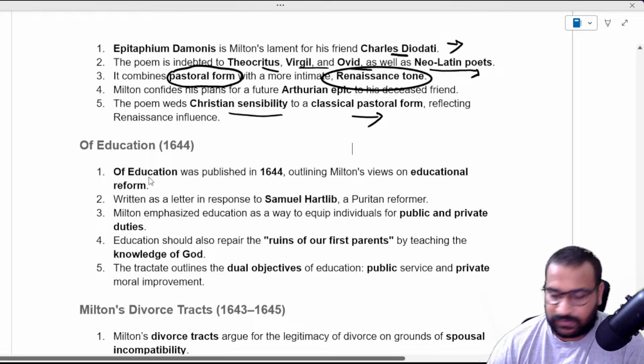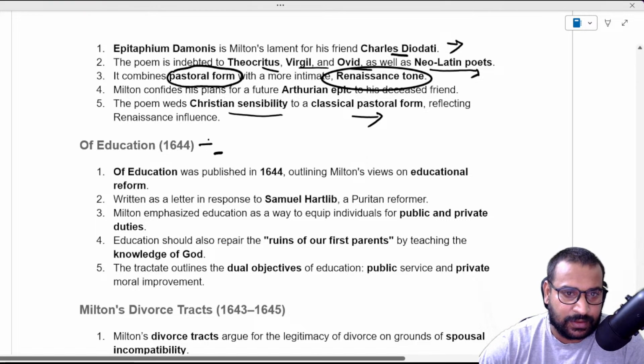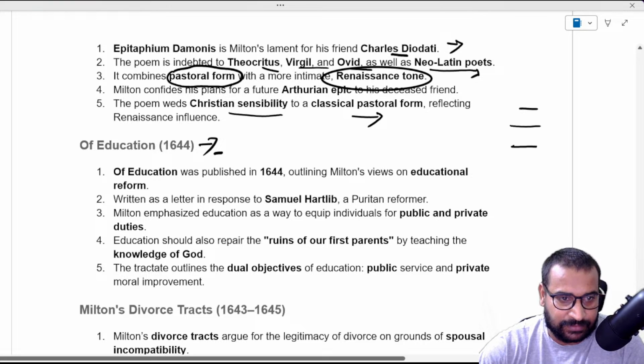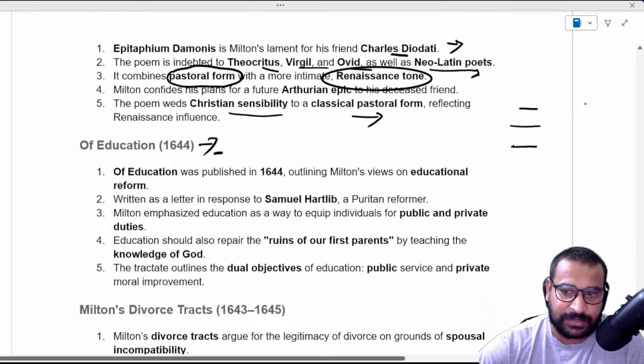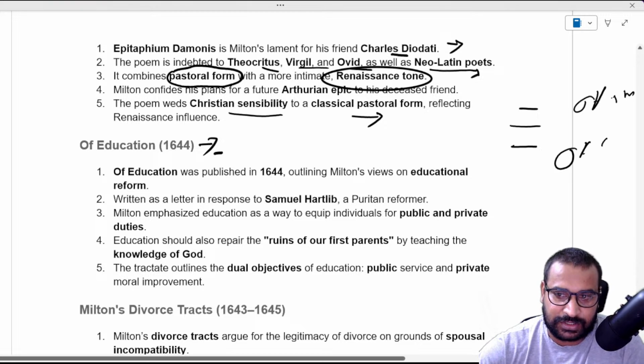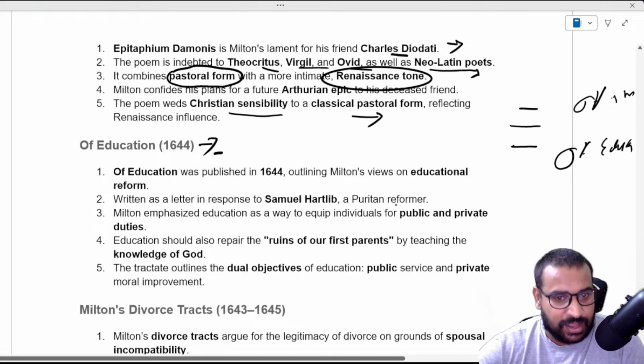Then, a very important work is on education, right? They actually ask questions based on that. They used to ask, and right now they ask, about all these tracts. Sometimes they'll ask, Of Education, who has written it. They ask you to match the following. These are the kinds of questions you are getting.